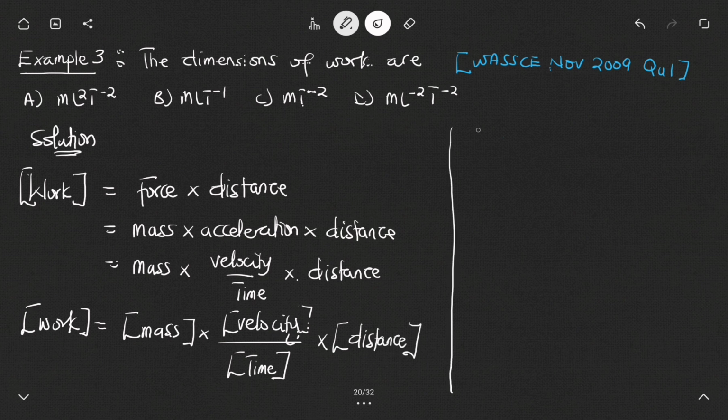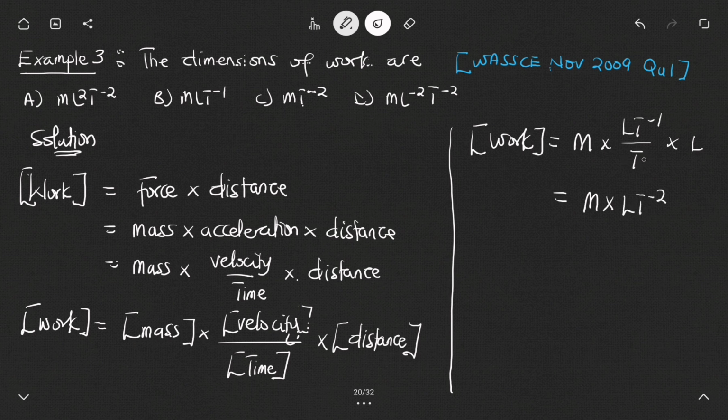Okay, so this will be equal to the dimension of work will be equal to M for mass multiplied by LT^-1 for velocity, then on time multiplied by the distance, which is also another L. So I have here, if I send the T at the bottom to the top, it becomes minus 1. So I have here M multiplied by LT^-2 because I send the T at the bottom to the top multiplied by another L. So finally I have here M, the L, I have 2L here, power 1 plus 1. Then the T here will have minus 2. So my final answer is ML^2T^-2. So this becomes the dimension for work.